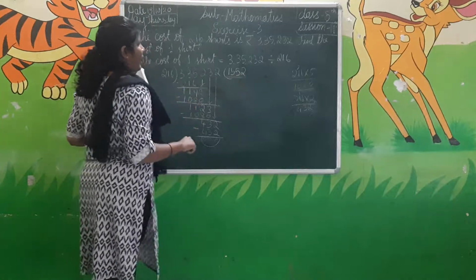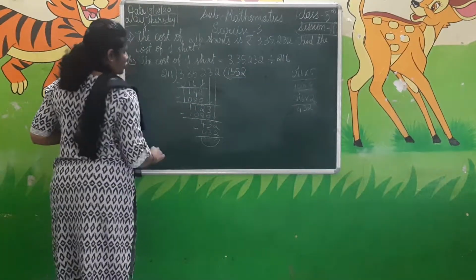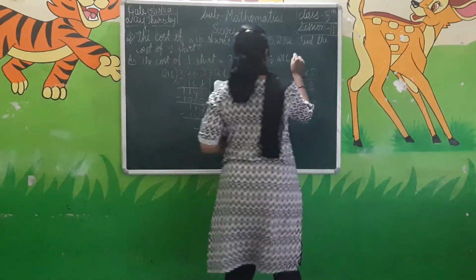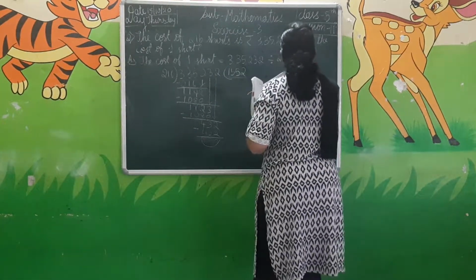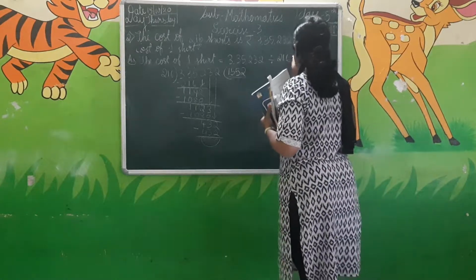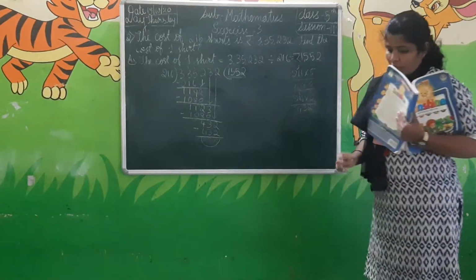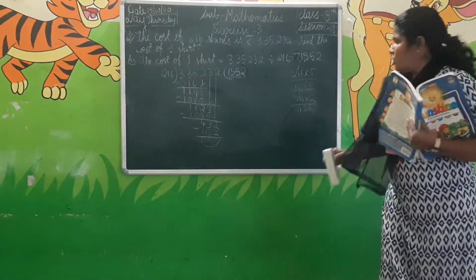Quotient is the answer. So the cost of one shirt is equal to how much? 1552 is the answer. Okay, the cost of one shirt is rupees 1552. Okay, children, got it?